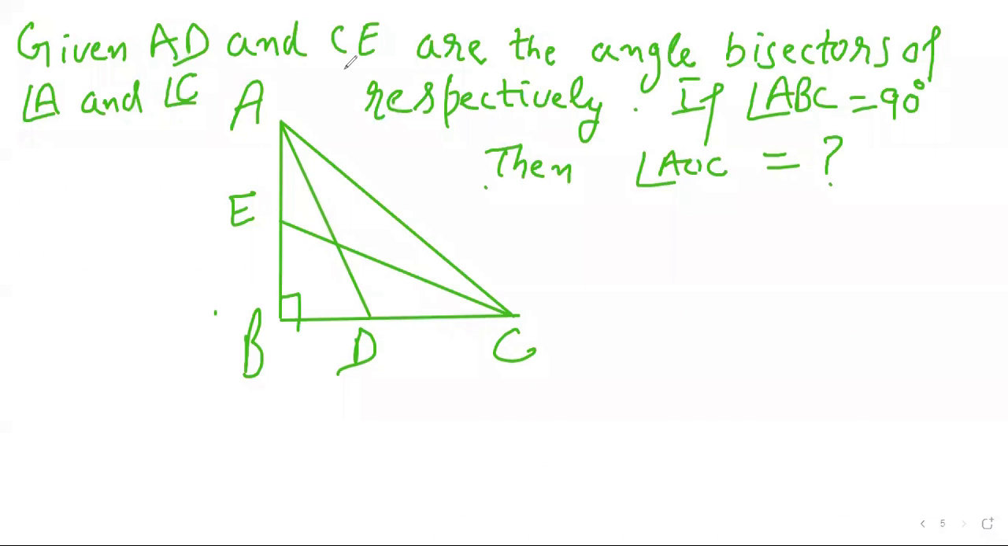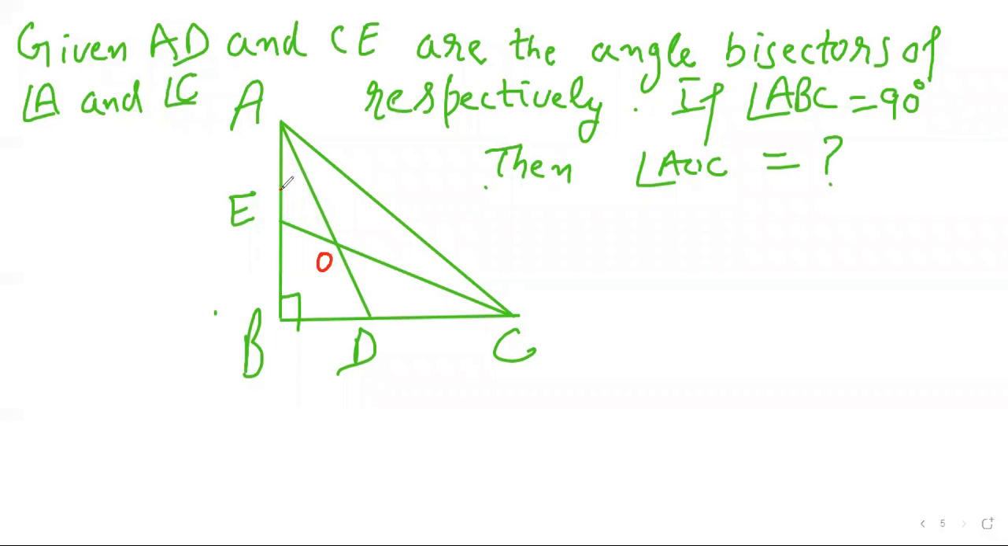AD and CE are the angle bisectors of angle A and angle C respectively, if angle ABC is equal to 90. In the question, it is already given that angle ABC is equal to 90. We need to find the angle AOC. Here it is, angle AOC is written. Clear?